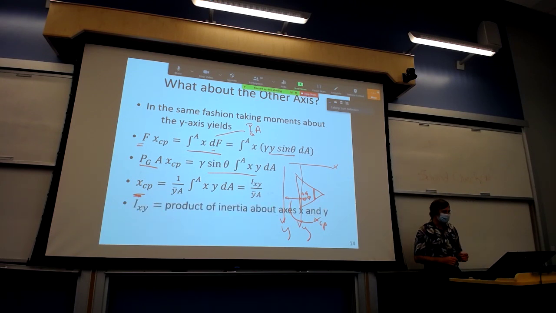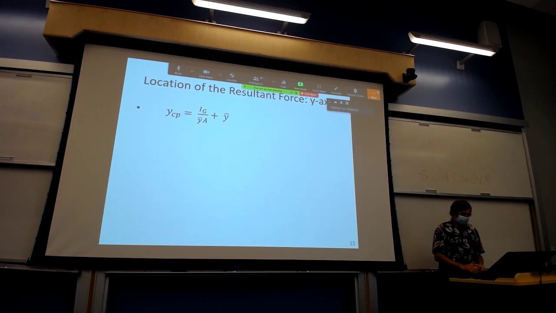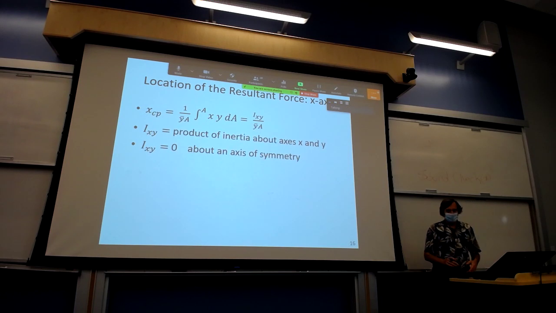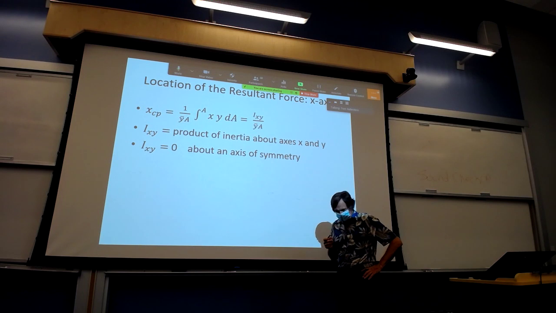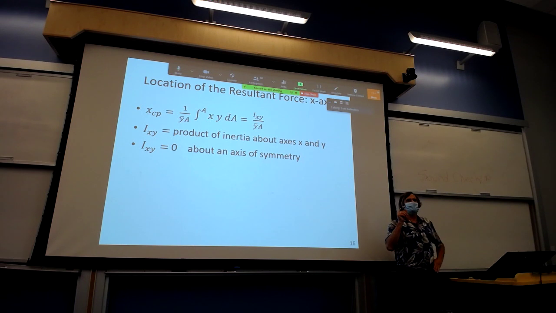Ixy is the product of inertia, and it's the moment of the area about both axes. So you see this xy term in there. However, for ycp, we had an equation like this, and we moved it from an arbitrary axis to something through the center of area. I'll get back to this one. One thing you can recognize is that Ixy, the product of inertia, is 0 about an axis of symmetry.